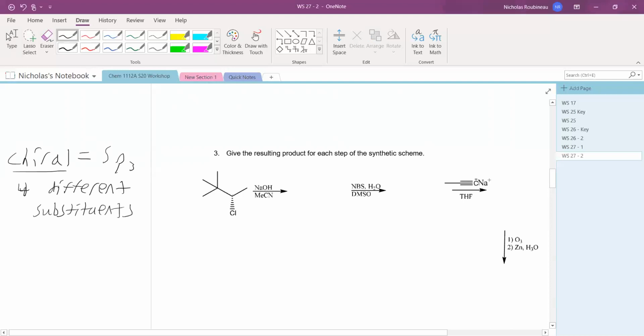Which, like I pointed out, we have here. And then when we want to determine if it's R or S, we have to rank the priority of the substituents on the chiral center. So here, what gets priority number 1?